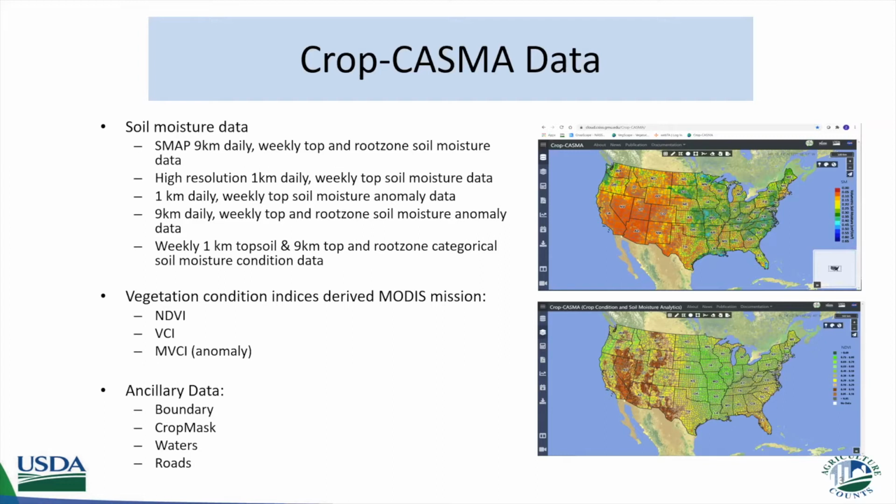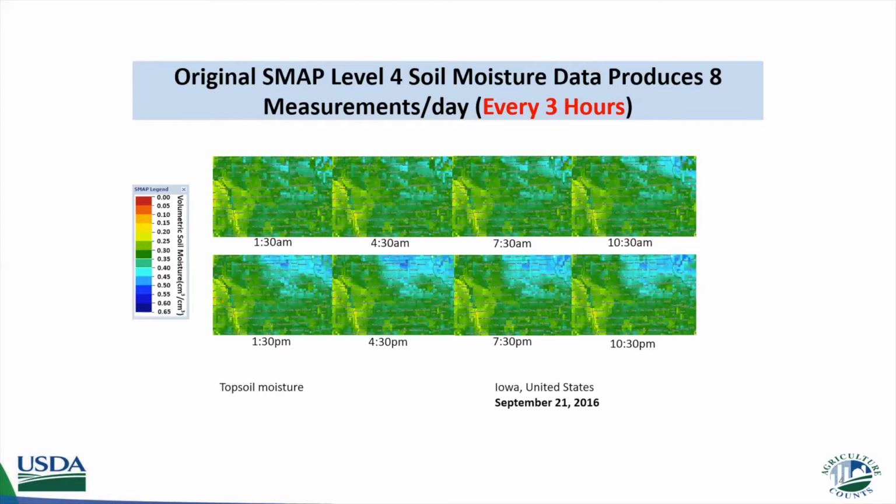We also serve ancillary data, which includes the boundary data, county boundary, state boundary, and also the crop mask and the water flow, that kind of boundary data. That's the standard from the Census. Yeah. And here I'm going to show the original SMAP level 4 data.